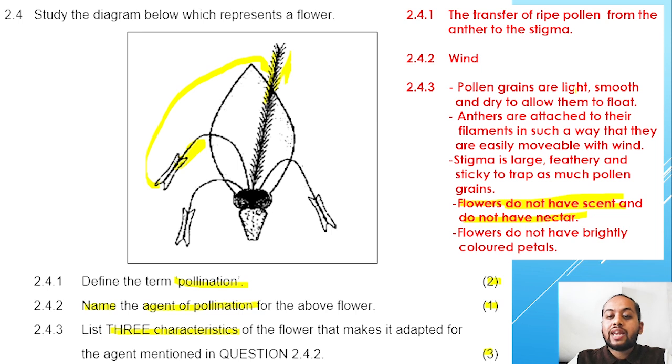So pollen grains are light, anthers are attached to the filament in such a way that they are easily movable with the wind. Stigmas are large, flowers do not have a scent and do not have nectar, and flowers do not have brightly colored petals. Any 3 of these features would have allowed you to receive 3 marks for 2.4.3.